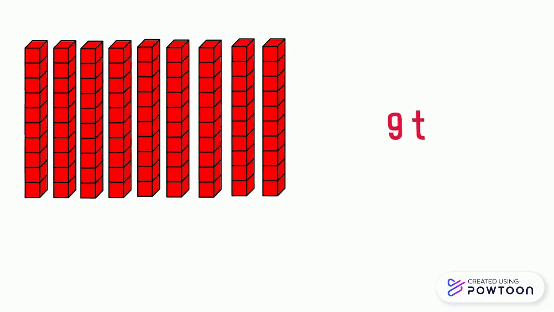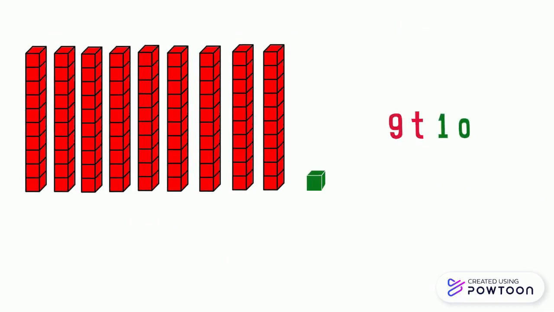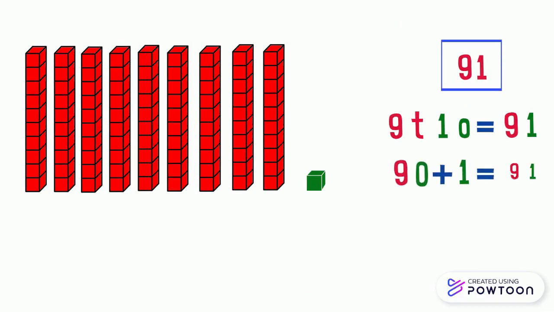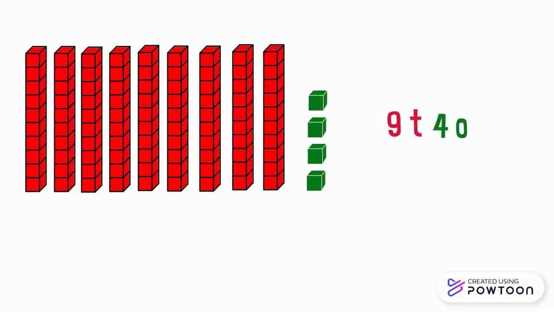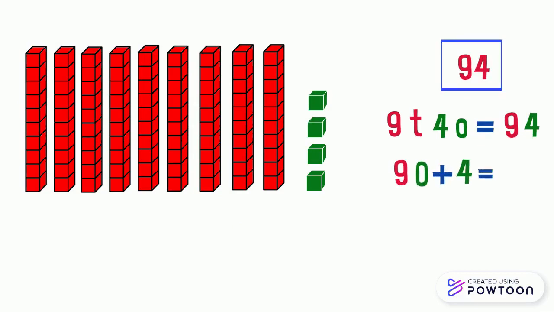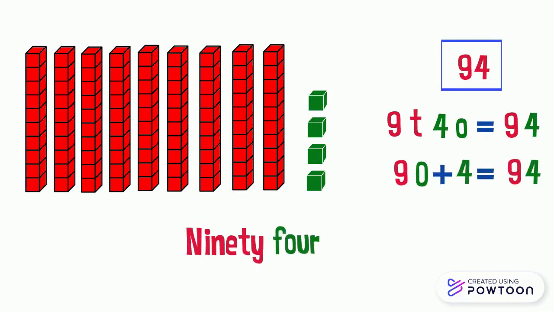Now we have 9 tens and 1 one. It represents the number 91. 90 plus 1 equals 91. 9 tens and 4 ones represent the number 94. 90 plus 4 equals 94.